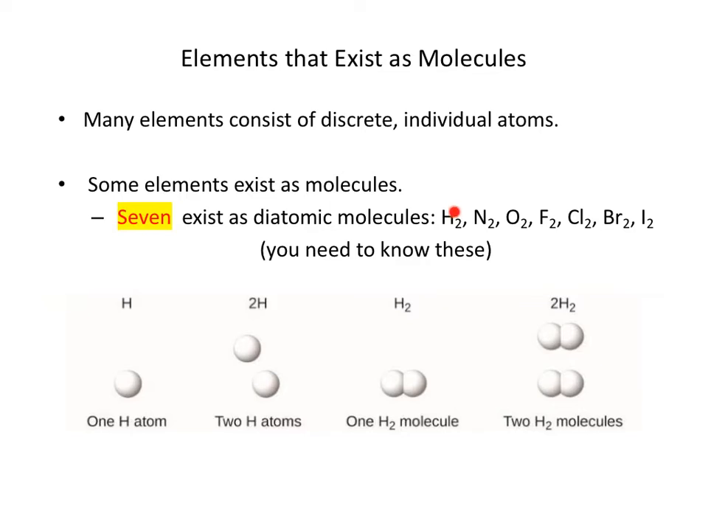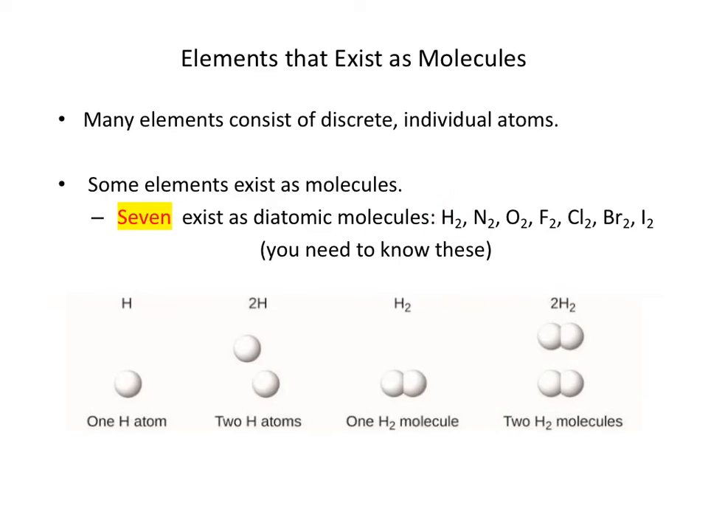So when we find hydrogen, nitrogen, oxygen, fluorine, chlorine, bromine, and iodine in nature, or in the lab for that matter, we don't find individual hydrogen and nitrogen and oxygen atoms. In a sample of hydrogen, we always have 2 atoms of hydrogen connected together into a hydrogen molecule. And so when we represent elemental hydrogen, we represent it as H2 as a molecule.